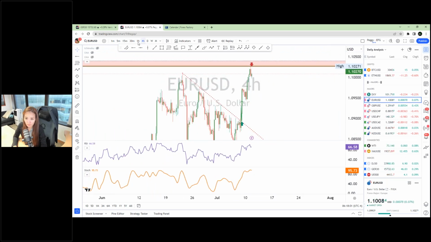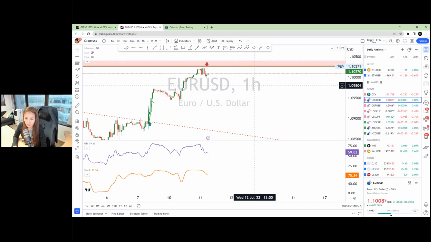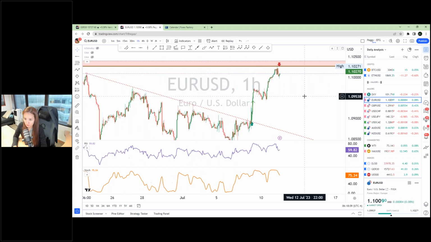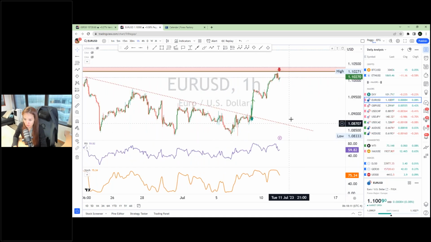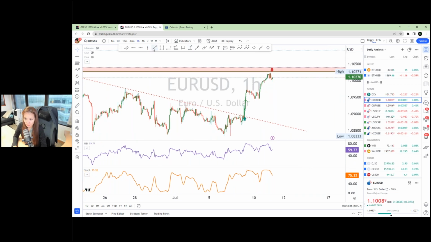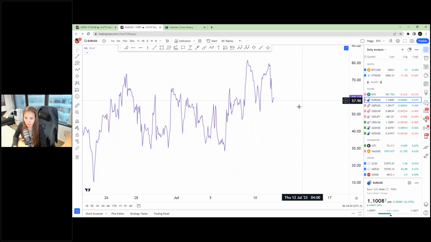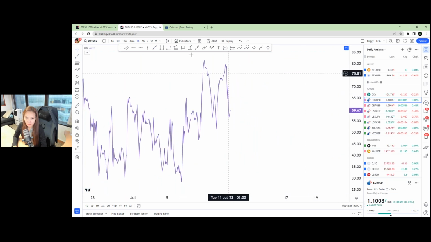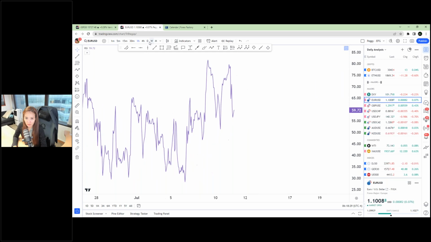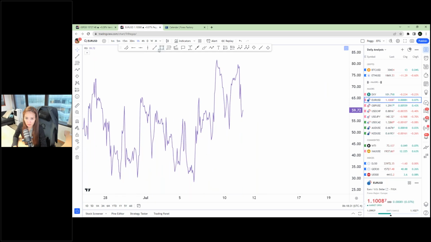Okay, for H4. In H1 you can see that price could not go above this level. Let me see if there is a bearish engulfing. You see, you can see that there is a bearish engulfing here, sorry, in H1.